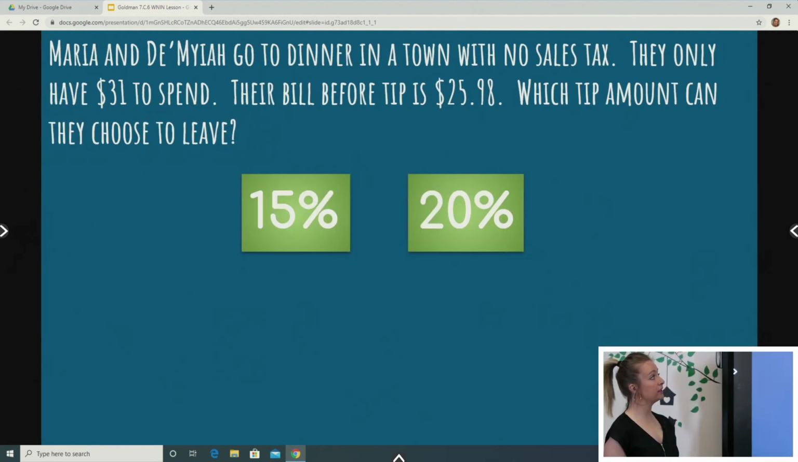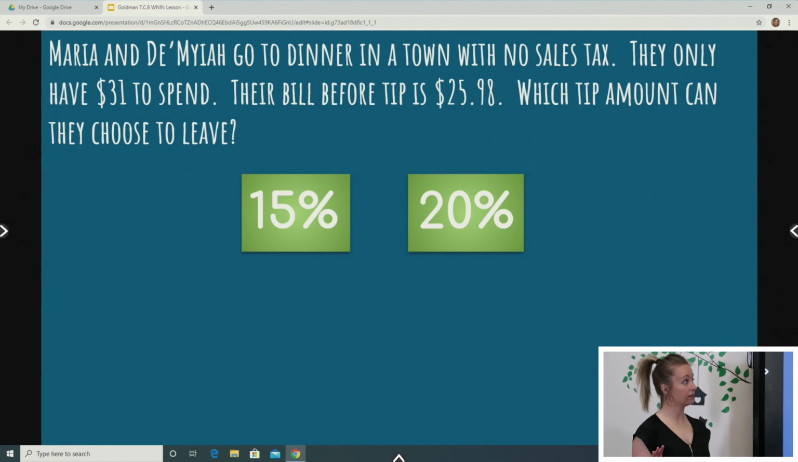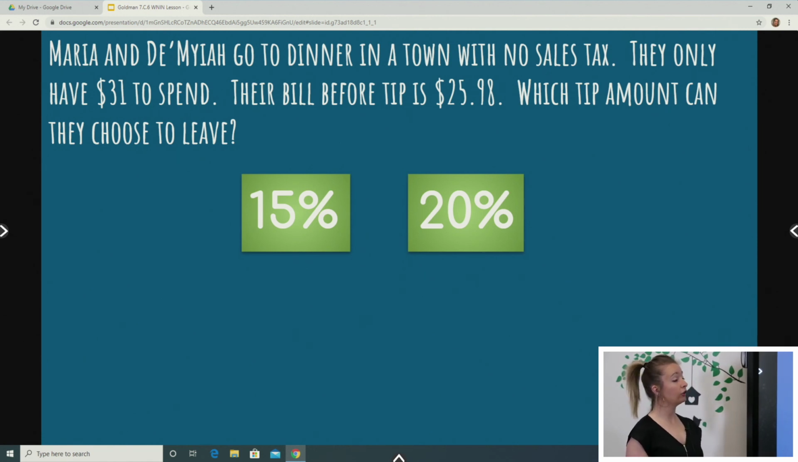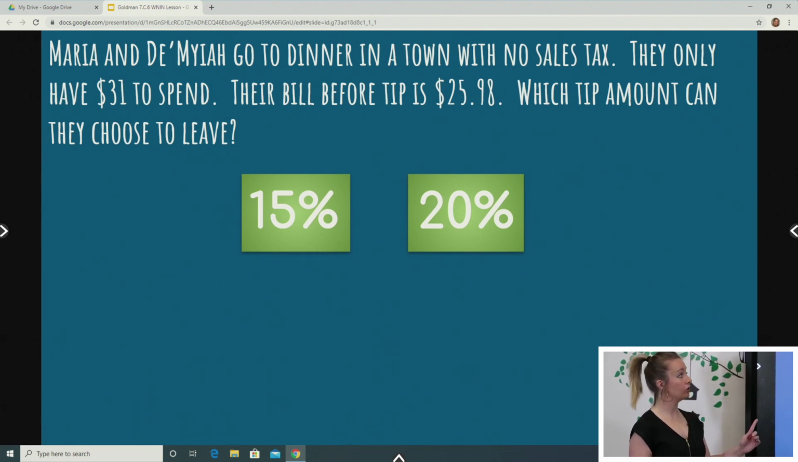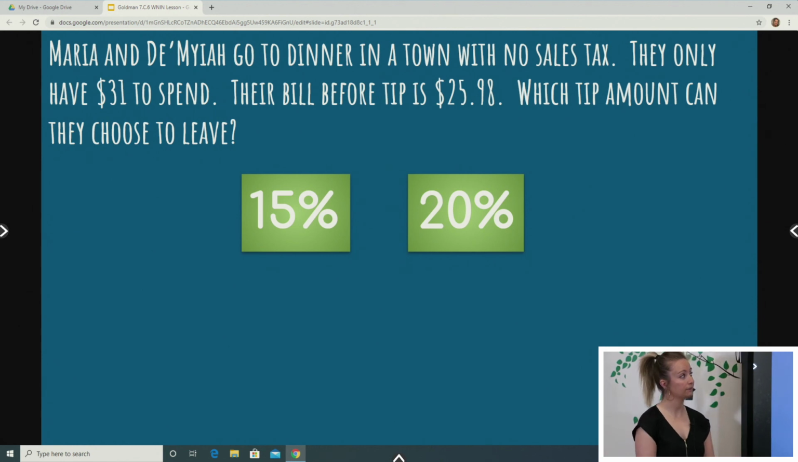Maria and Demaya go to dinner in a town with no sales tax. They only have $31 to spend. Their bill before the tip is $25.98. Which tip amount can they choose to leave? They've used one of those little electronic devices where they swipe their card, and now they have these two options for a tip. Remember, they only have $31, so which tip can they afford? I'll give you the next couple seconds to figure out the answer.